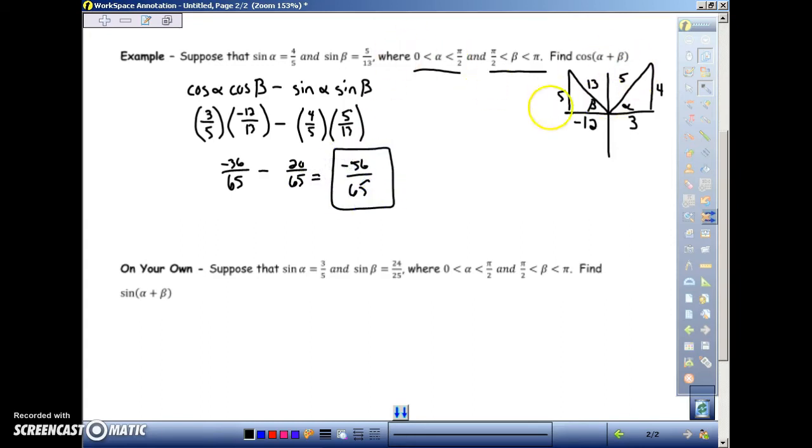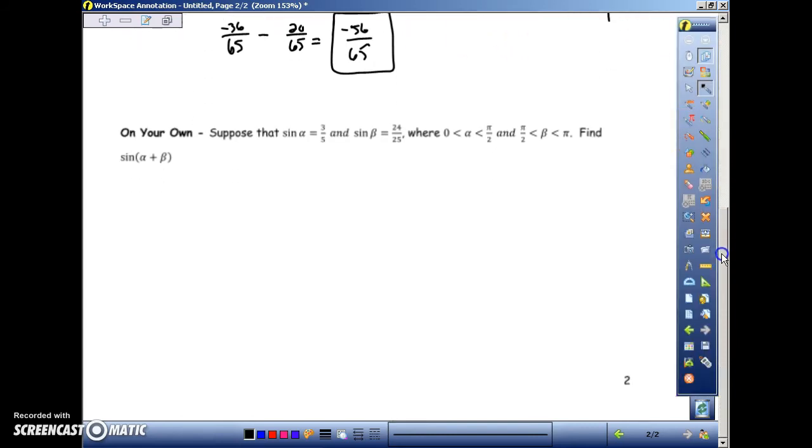So again, what you're doing is setting up your triangles in the proper quadrant, getting all three sides with the proper positive or negative, and then just writing out your formula here, and then just assigning the values based on the right triangles. So what I want you to do is try and do this one on your own. Hopefully it shouldn't be too bad, and let's see how you do.